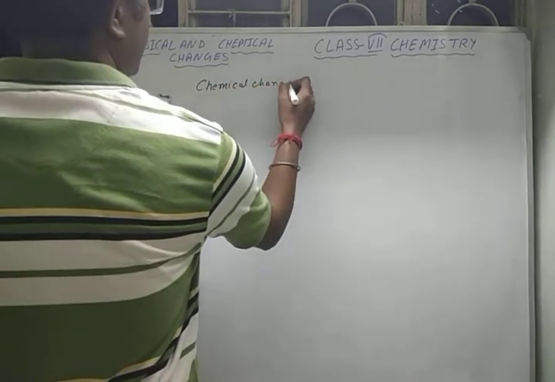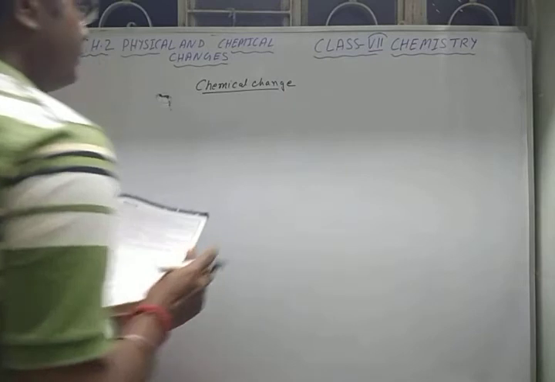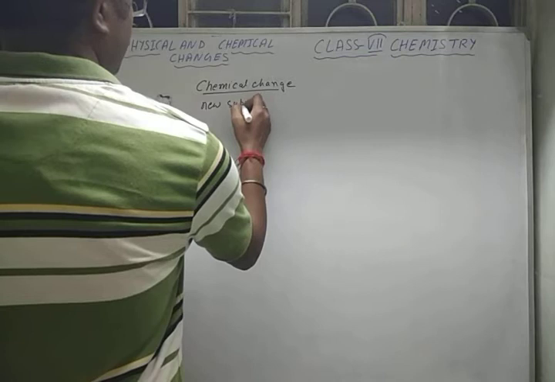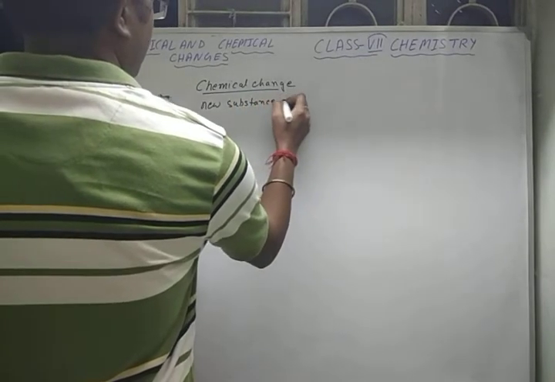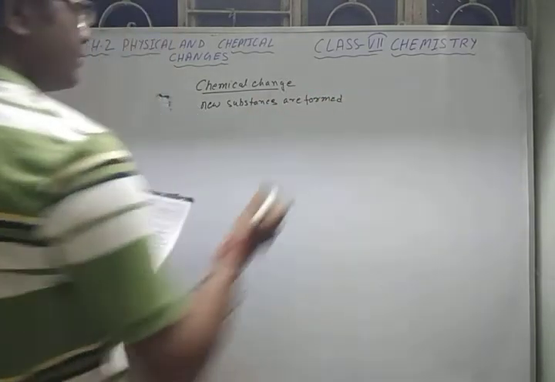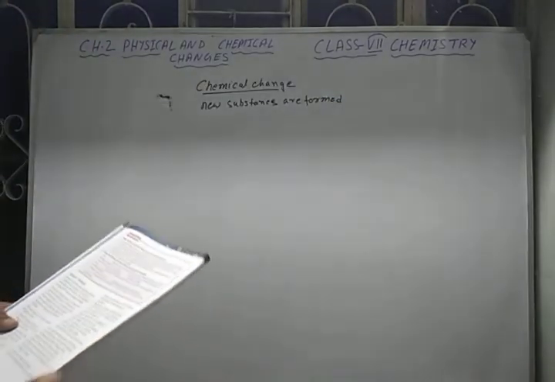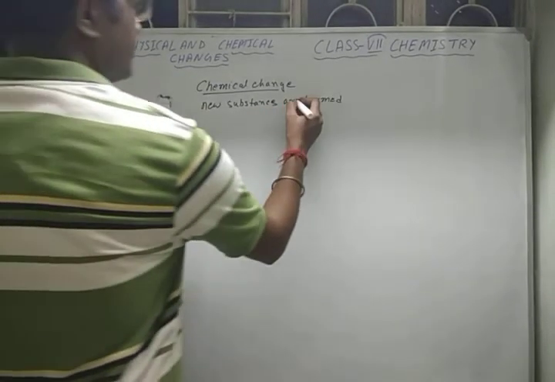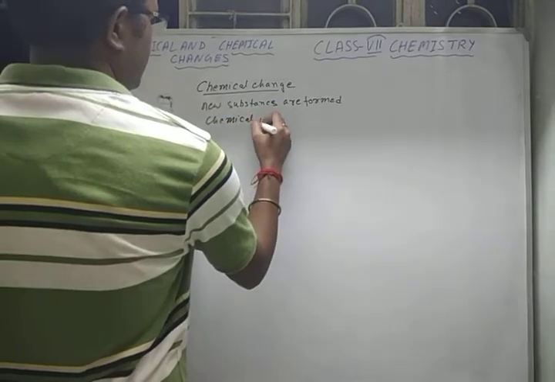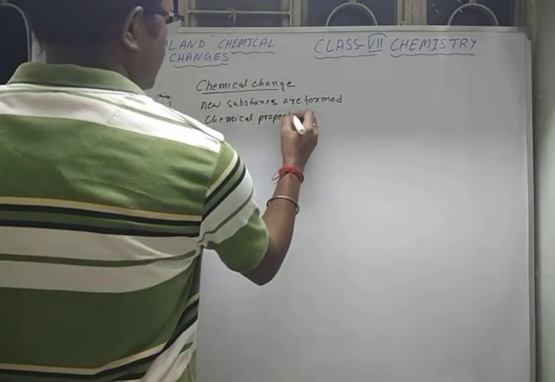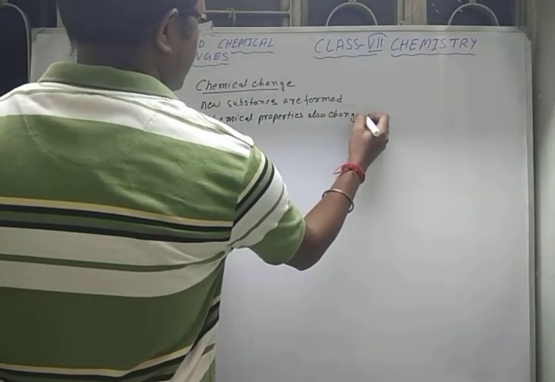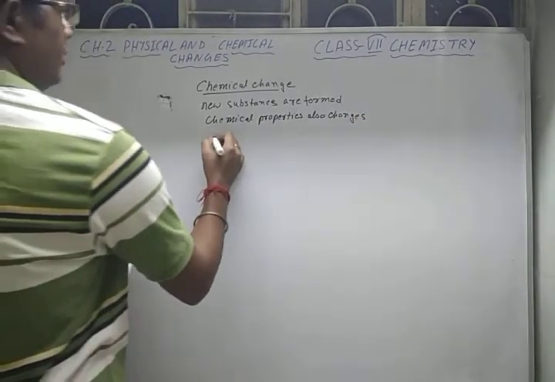So when we talk about chemical change, new substances are formed. Since new substances are formed, we can say the chemical property of the original substance also changes.